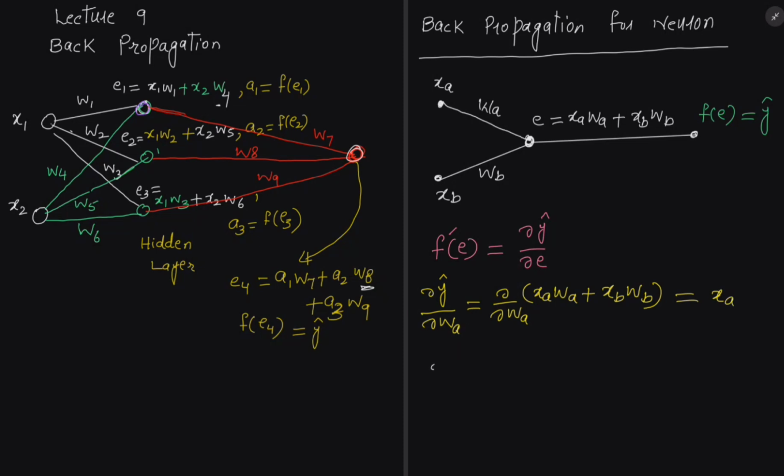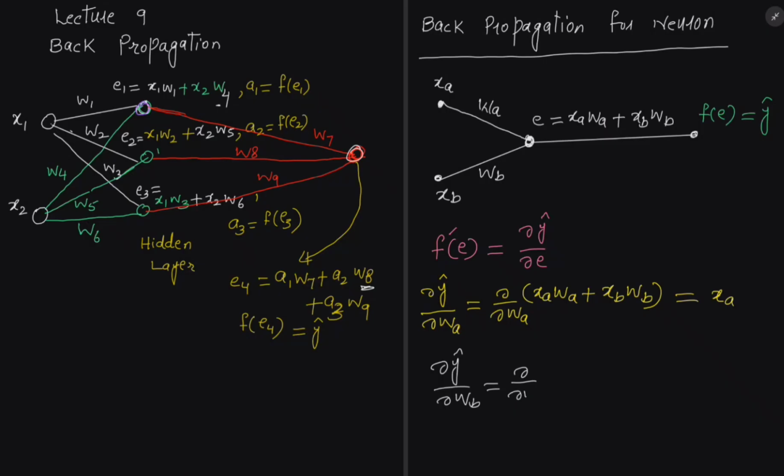Again, we differentiate y hat with respect to WB. Why are we doing that? Actually, we need to apply the chain rule, and in the chain rule, we will get these derivatives in our calculation. So first we need to find the derivative with respect to all the weights.